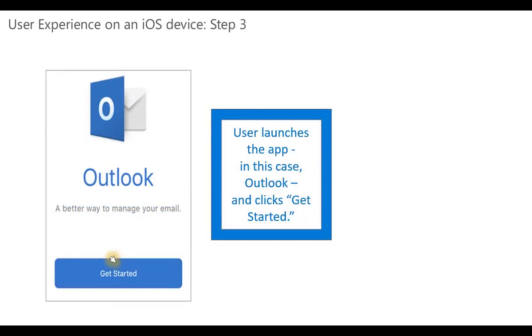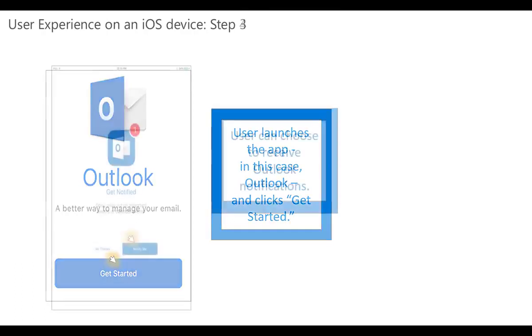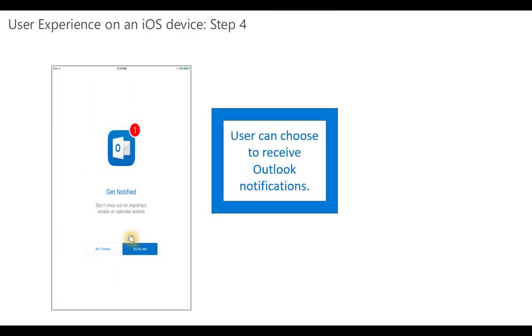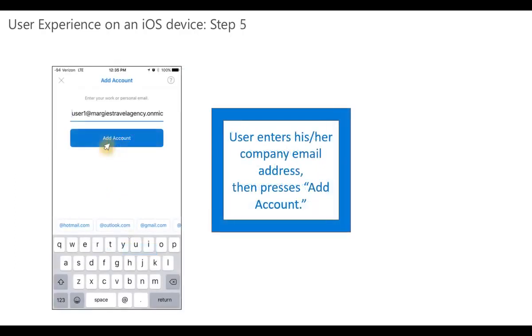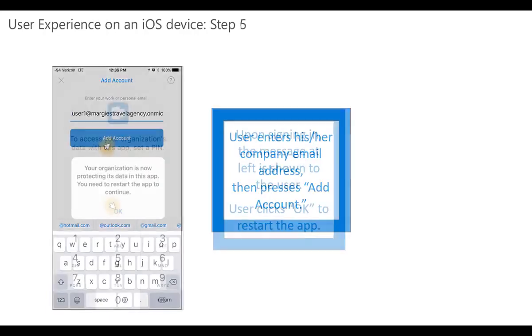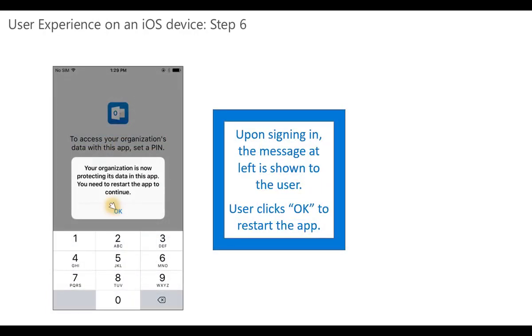So again, in the case of Outlook on iOS, it's going to ask us to get started. Again, we need to determine whether we want to get notified, and enter the corporate email address that you've set up in Microsoft 365. You add the account, and the message they'll receive is that the organization is now controlling that app on that device. So an indication to the user that the information there is now basically controlled via the settings in the Microsoft 365 Business Portal.